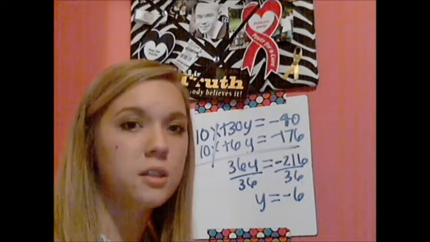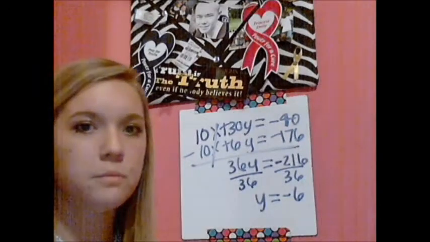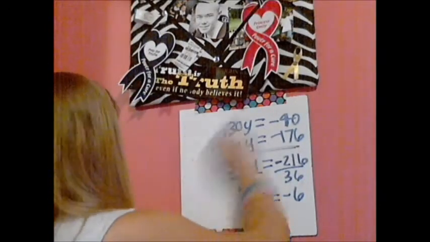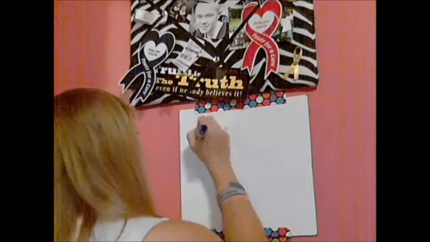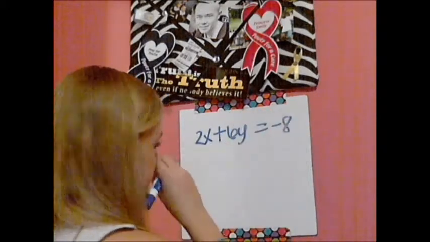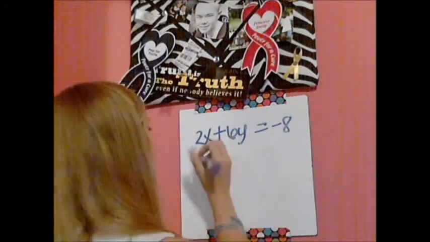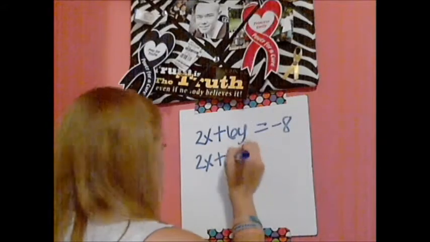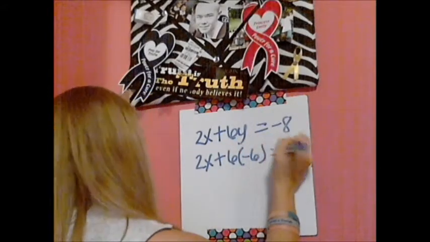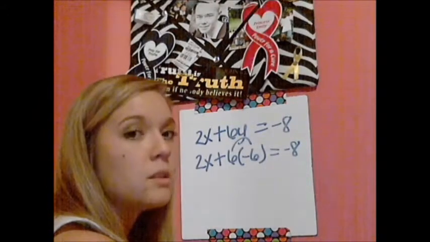Now step 2 is just like step 1 on the first set of equations we had. Substitute the y value into one of the original equations to solve for x. And once again, I am simply going to use just the first equation that we had. 2x plus 6y equals negative 8. I'm going to take the negative 6 and plug it in for this y. 2x plus 6 times negative 6 equals negative 8. 6 times negative 6 equals negative 36.